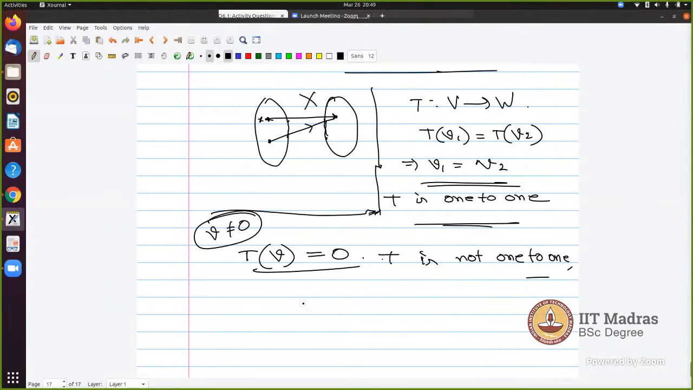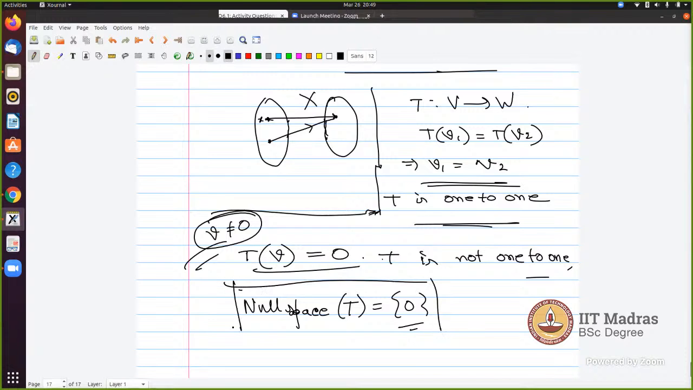So T is not one-to-one. Now, what does it mean? The null space means which vectors are going to 0, right? All the vectors which are going to 0. Now, when T is one-to-one, that means the null space must be 0. Only 0 is going to 0, no other element. That is the definition we have taken. So when the null space is 0, then T is one-to-one, and vice versa. Clear till this point? Yes, this is clear.